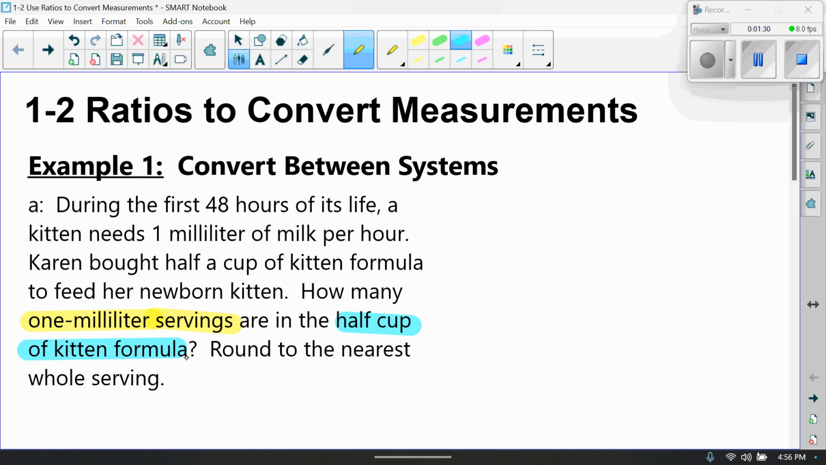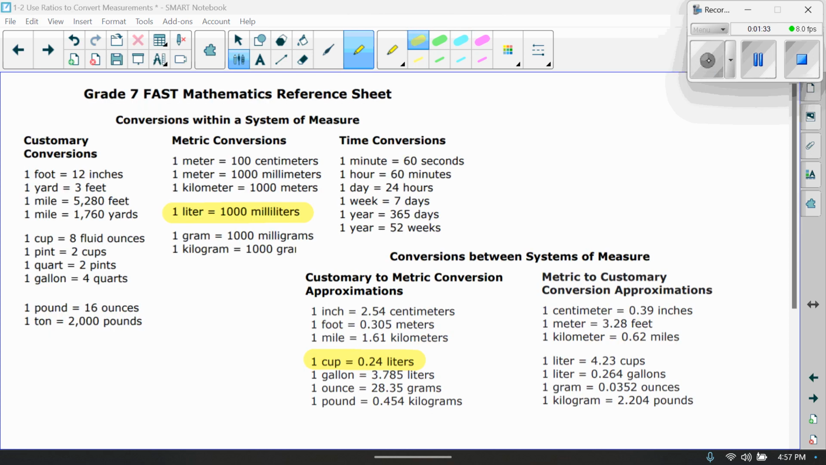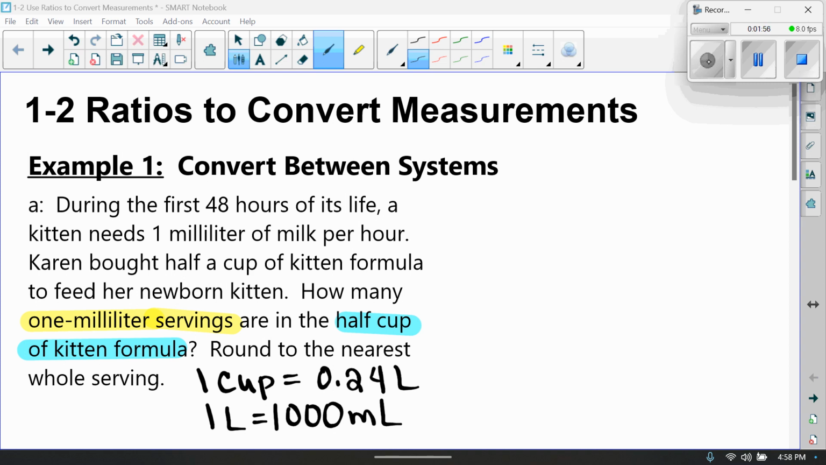So we're going to look at our conversion chart. Now on this conversion chart, we don't have something that goes straight from cups to milliliters, but if we do a conversion from cups to liters, then we can do another conversion from liters to milliliters. So this is going to be a two-step problem. First, I want to write down the conversions from the chart. So 1 cup is equal to 0.24 liters, and 1 liter is equal to 1,000 milliliters.